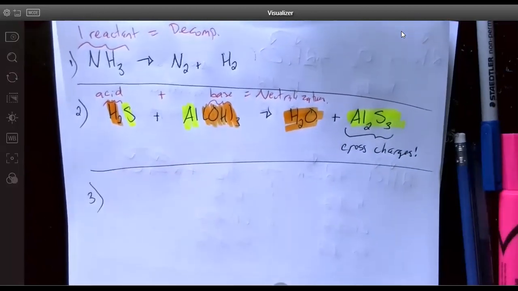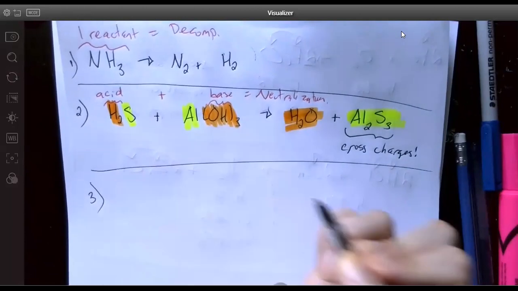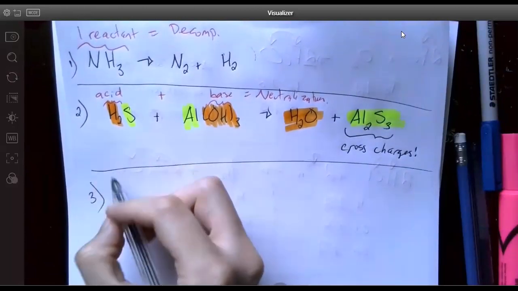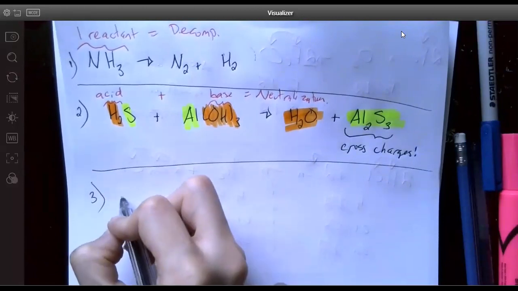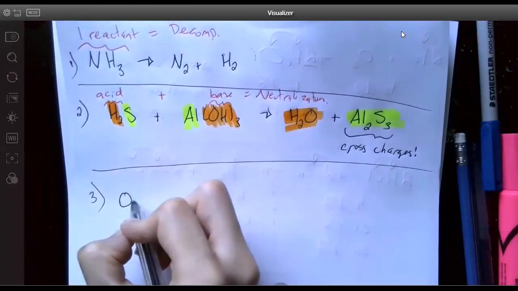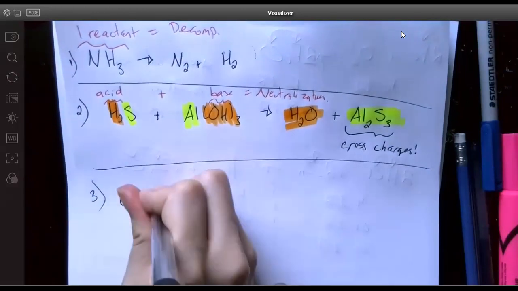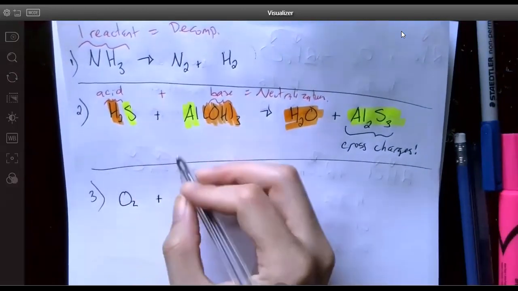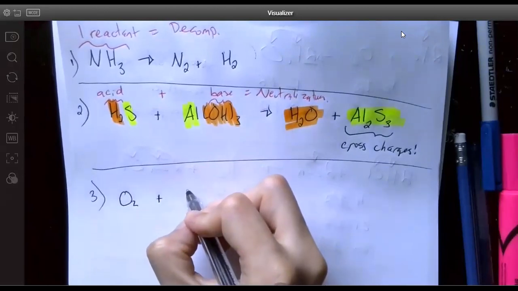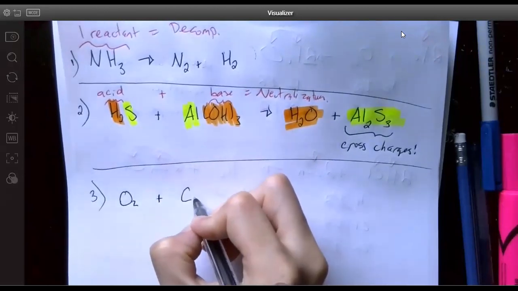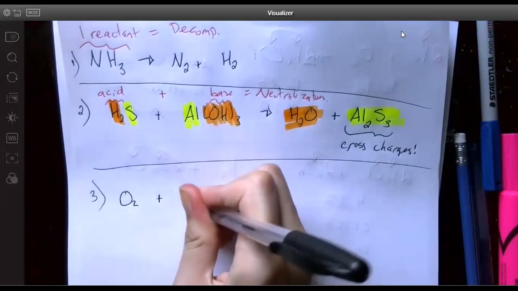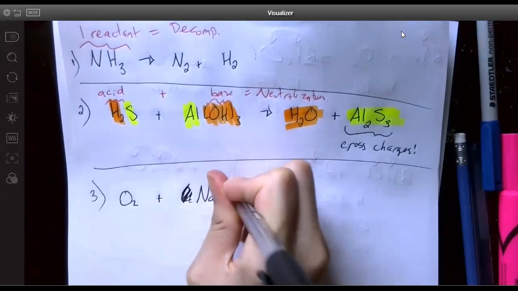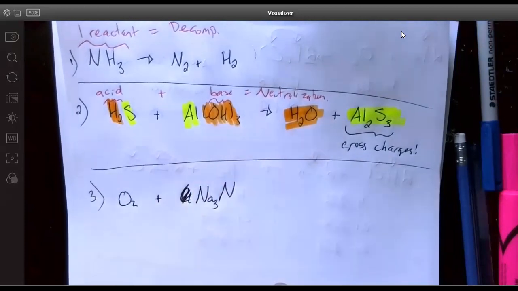Okay, third one here. If we have, let's say, oxygen gas reacting with sodium nitride, should be Na3N.